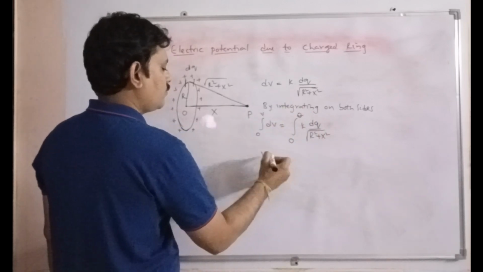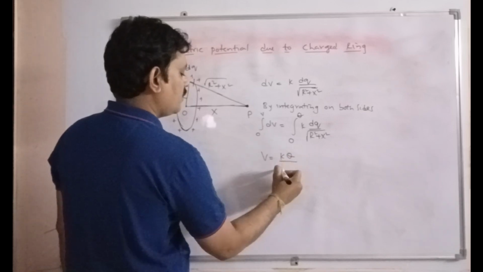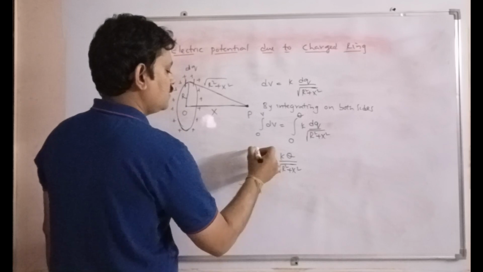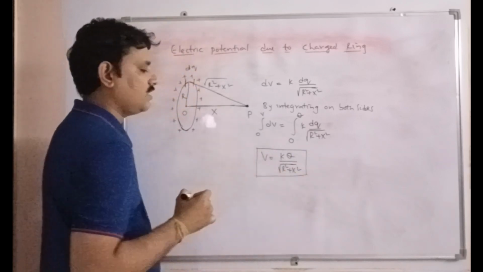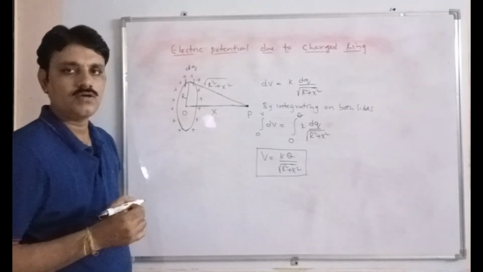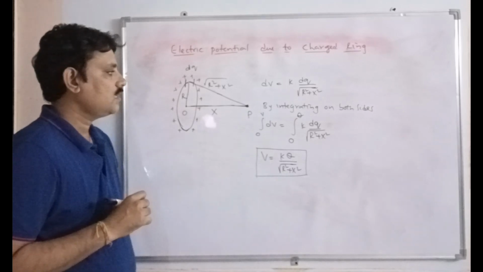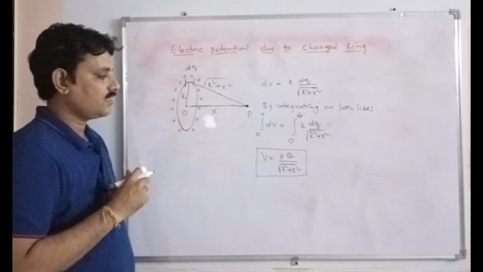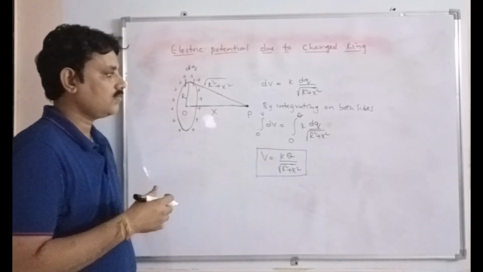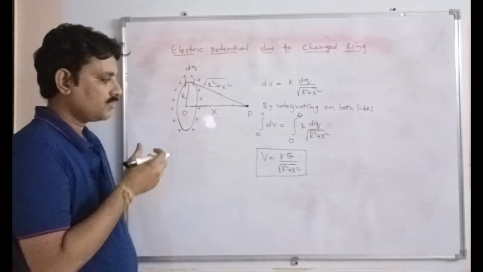By integrating on both sides, the potential V is equal to kQ by root of r² + x². This is the final relation we get. So V is equal to kQ by root of r² + x². This is the potential with respect to the charged ring having charge capital Q. Total charge on the ring is capital Q. The potential at P, which is at a distance x from the center of the ring.